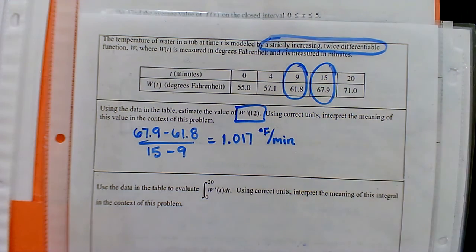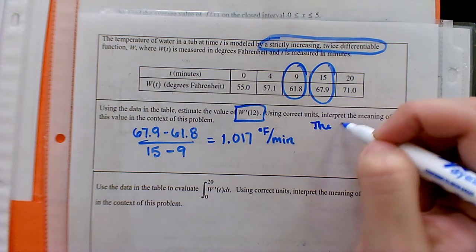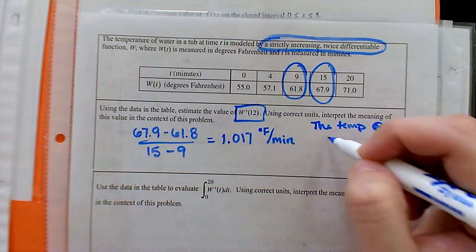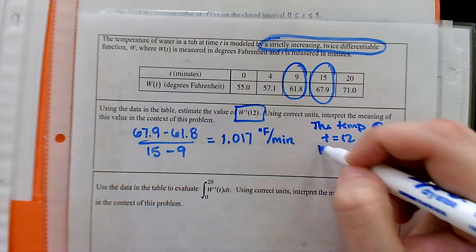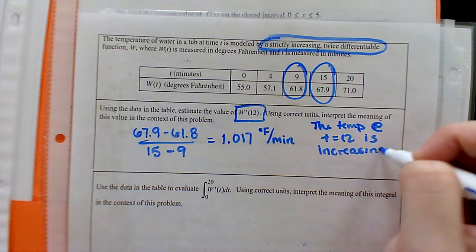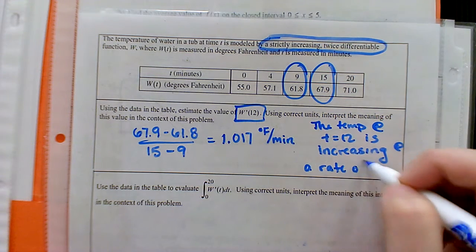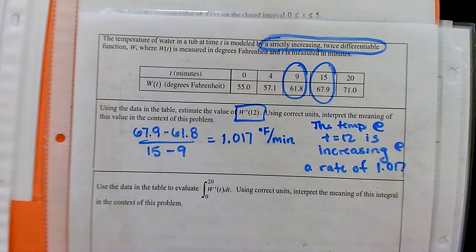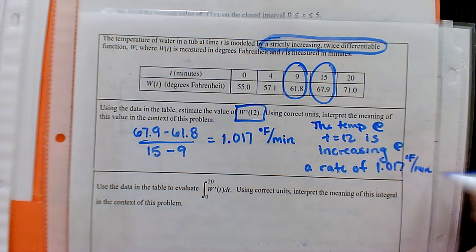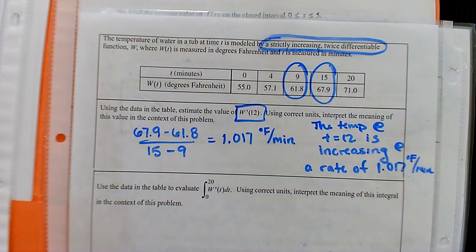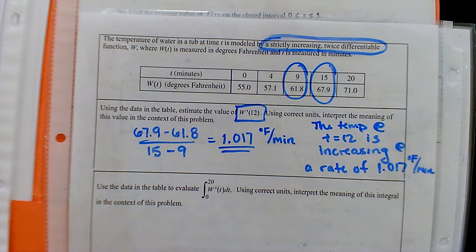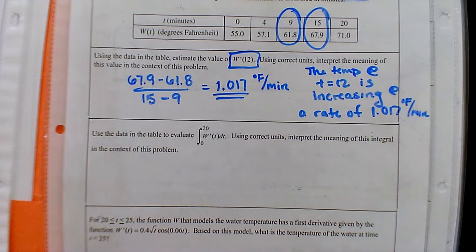If the derivative is positive, the value is increasing. So we'll say the temperature at time 12 is increasing. You could say specifically at a rate of 1.017 degrees Fahrenheit per minute. But if you just want to say it was increasing, I think that would suffice as well, because you're interpreting it in the context of the problem. So not only is it positive, tells you it's increasing, but the actual number value is telling you the rate. Really good.